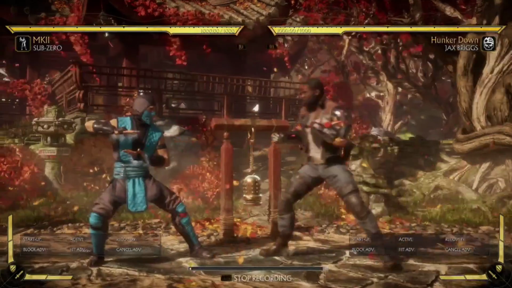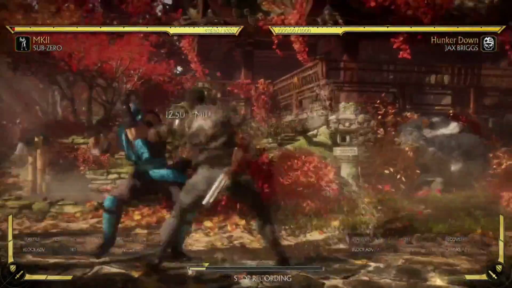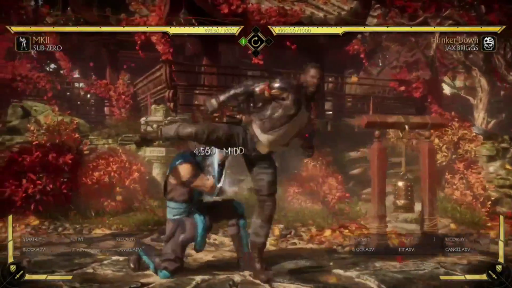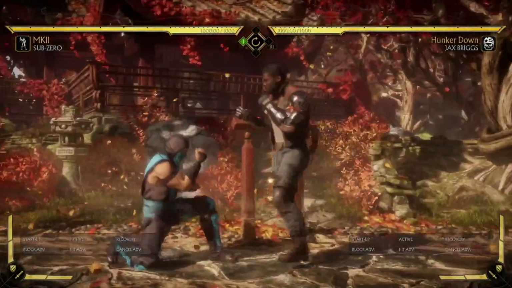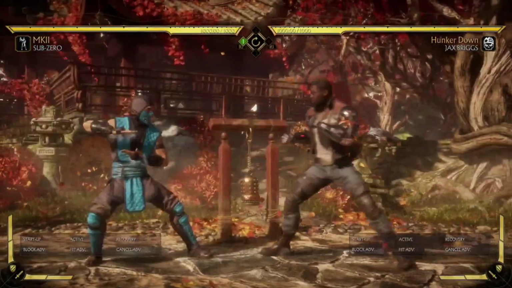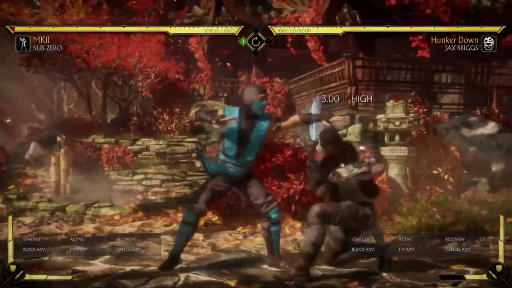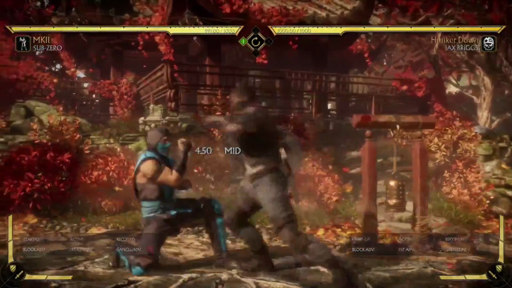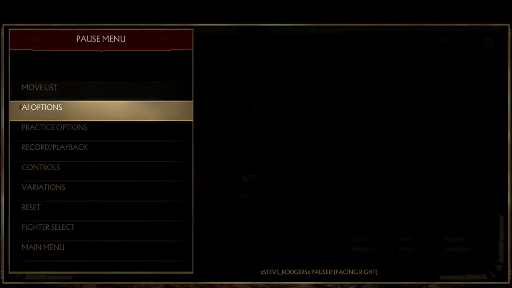This is why when he does this, you can't punish it. He can guard. I forgot to guard. This is why you can't punish it. He can guard. And you have to down 1 punish.